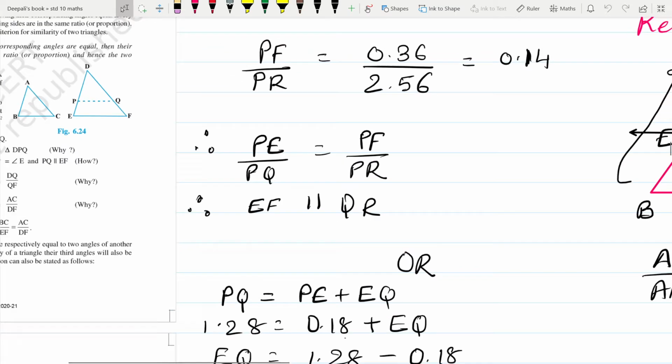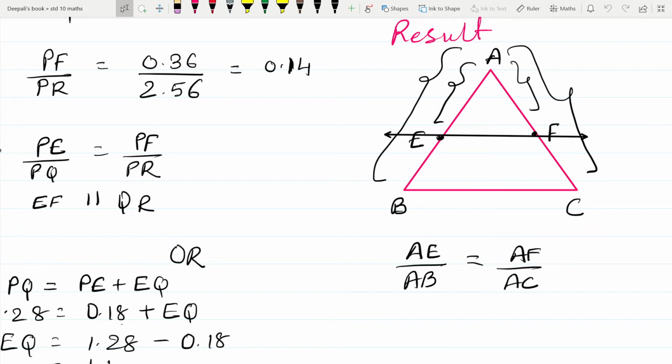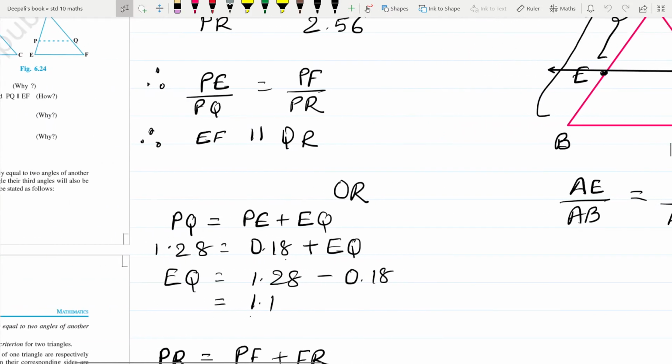This is based on a result which we have studied in an illustration, where if ABC is a triangle and E and F are the points on sides AB and AC respectively, then the ratio of the sides of these two similar triangles is equal. That is, AE upon AB is equal to EF upon AC. Now this sum can be done in two different methods.